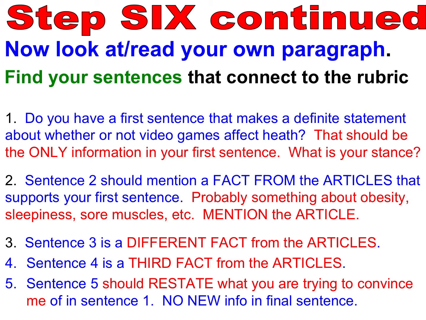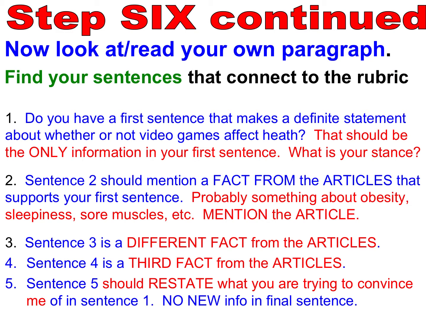For sentence 3, it is a different fact from the articles. So if you had mentioned obesity in the first one, in sentence number 3, you now talk about sleepiness or something along those lines, or find a fact from the articles to convince me. Sentence 4 is a different fact. So you have to go in there and find a third fact. Now you're going to talk about sore muscles or something like that. And again, reference things from the articles. It's going to require you looking in the articles.